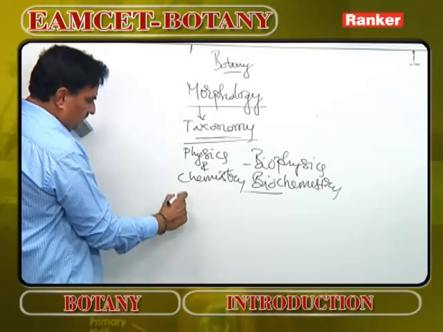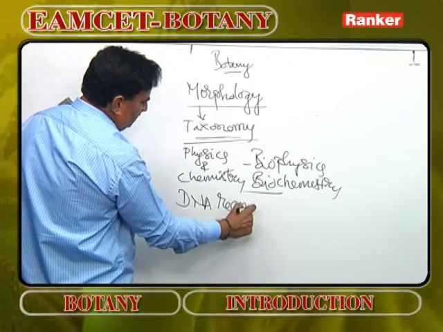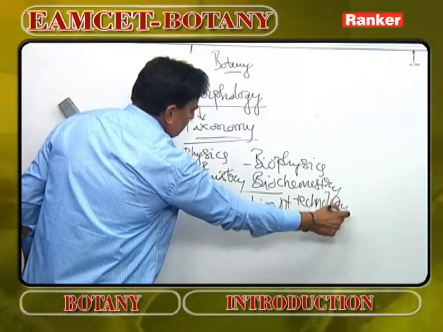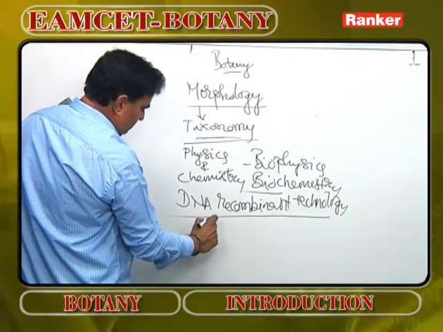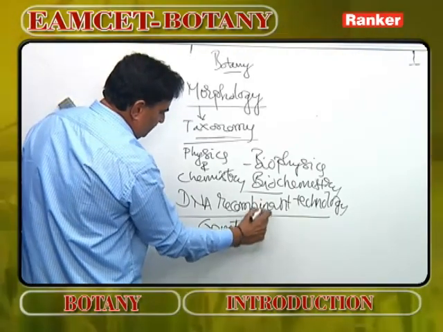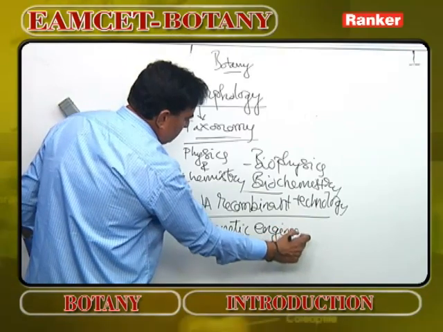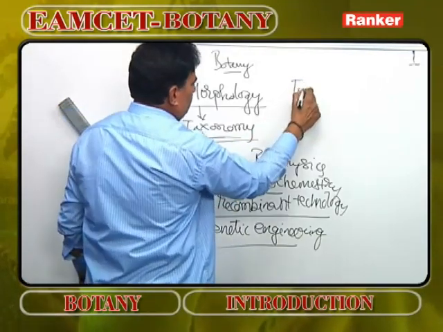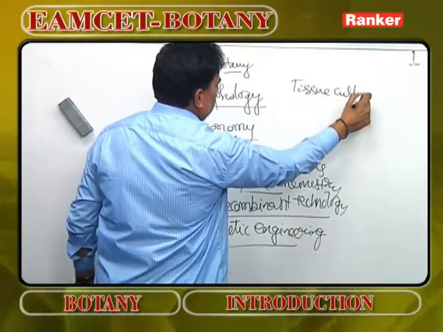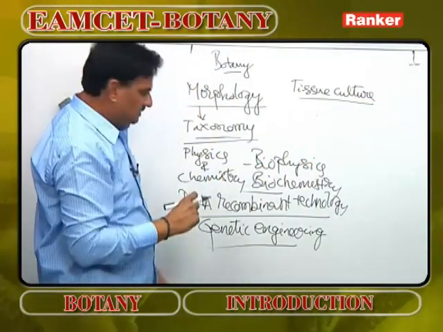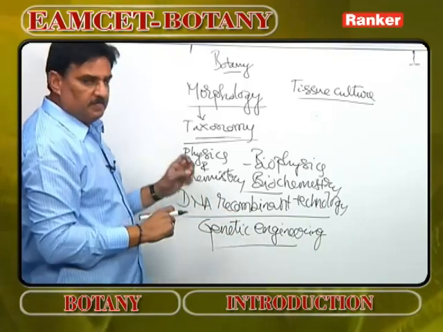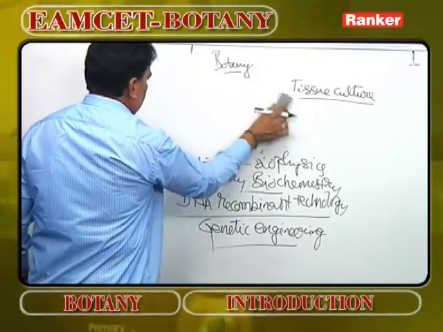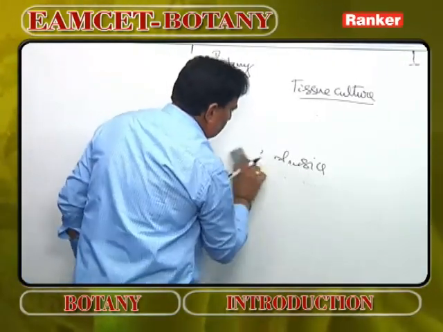Then, slowly, DNA recombinant technology came into existence, and in this DNA recombinant technology a new, very applied branch came into existence called genetic engineering. Genetic engineering was made popular by tissue culture. Tissue culture made genetic engineering a very popular science. Like this, so many branches came in botany, and ultimately botany has become a very popular science.